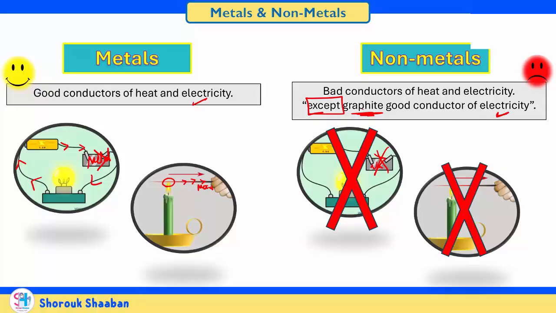Take care, please. This is an important note because it comes many times in different types of questions, including complete, correct, and even give reason. So take care about it, please. So all non-metals are bad except only one non-metal which is good at electricity conductivity, which is graphite element. Good.